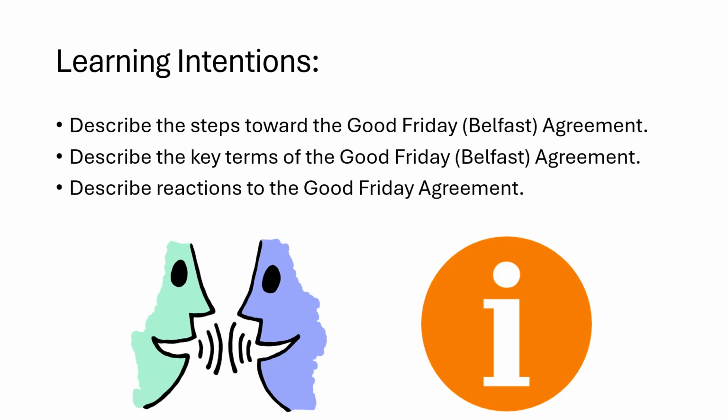So these are the 3 areas you need to know with regards to the Good Friday or Belfast Agreement. You need to describe the steps towards it, or in other words, the reasons the Good Friday Agreement came about. Then you normally talk about events. In this case, it's terms. What are the terms of the Good Friday Agreement? What information does the Good Friday Agreement actually have within it? So just what was agreed is essentially that. And the last one again is reactions to the Good Friday Agreement.